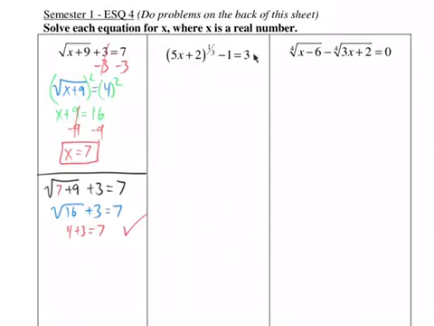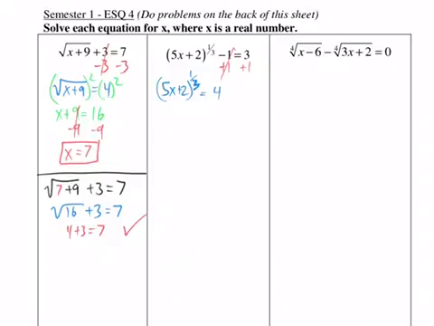So for this next problem, I want to get this fractional power by itself. And just so you know, that 1/3 power means a cube root. So to get rid of this, I have to add 1 to both sides. That leaves me with 5x plus 2 to the 1/3 power equals 4. I don't want to change it to a 1/2 power. I can't change it like that.